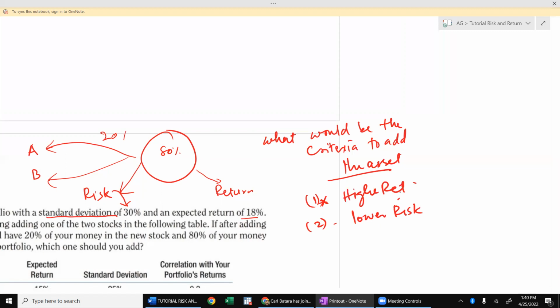Anyone? If I ask you, based on these two criteria, which one would you add to your portfolio? The one that is giving you the highest return, or the one that is giving you lower risk? Okay, very good. Qua says higher return. Anyone else?